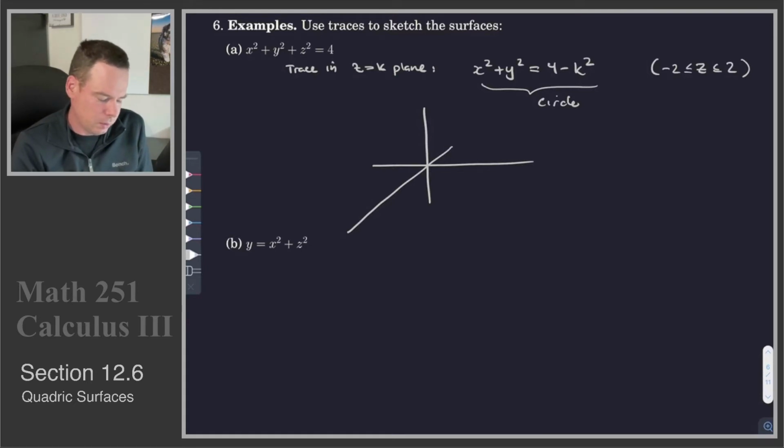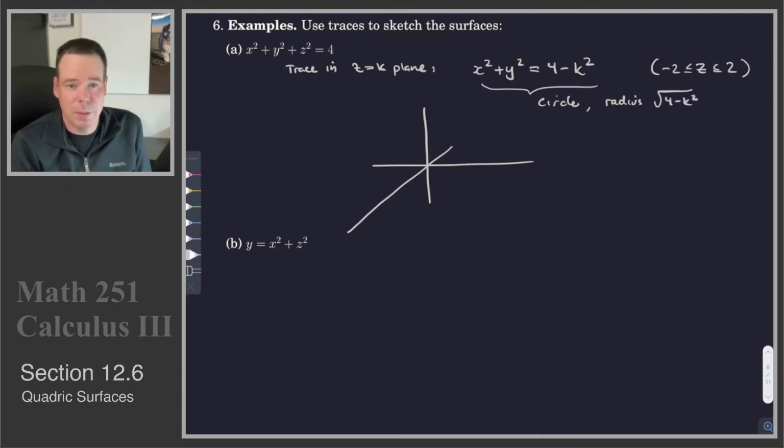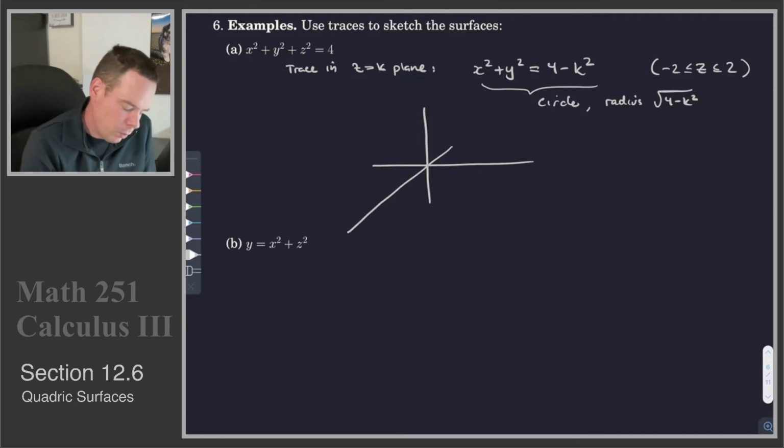And the circle, its radius is biggest, so what is the radius? Maybe I'll write that down. The radius is the square root of 4 minus k squared. So that's going to be biggest when k is 0, because when k is anything but 0, we're going to get 4 minus something, which makes that value smaller. So when k is 0, we get the biggest possible radius for our circle, so I'll draw one of those circles in here. It's going to look something like this.